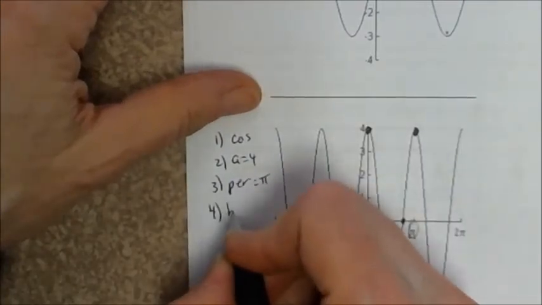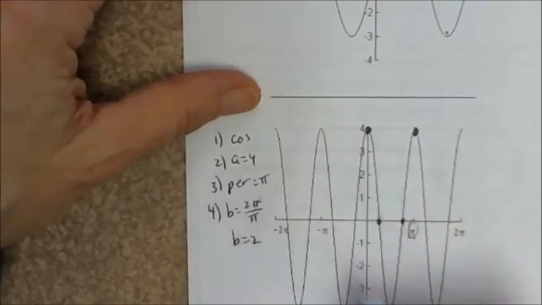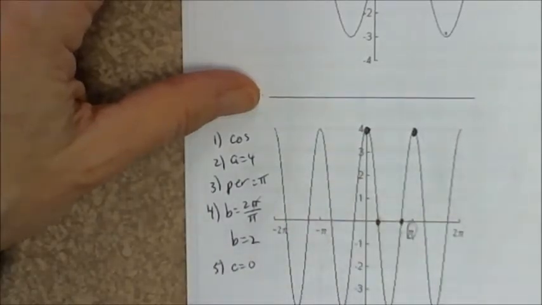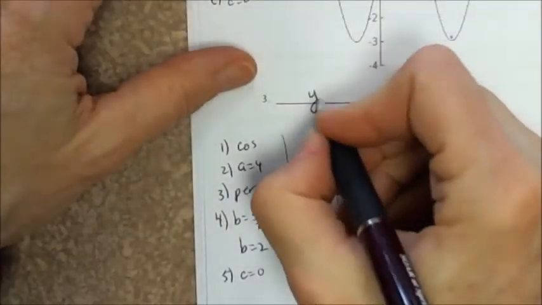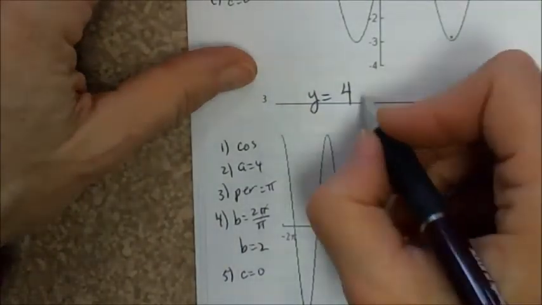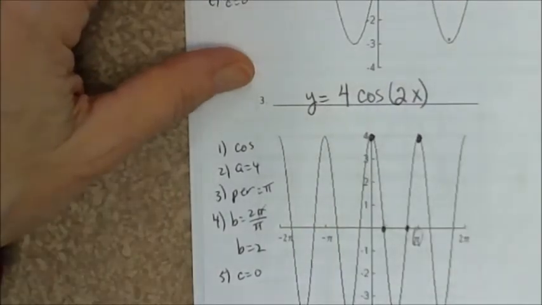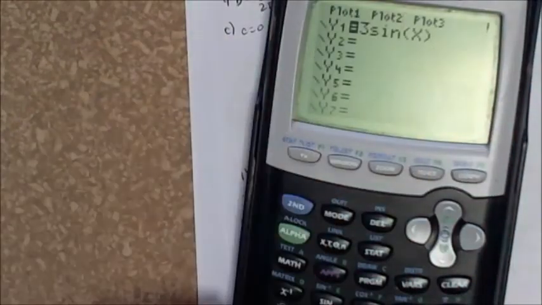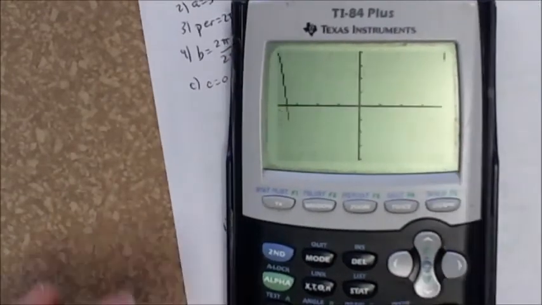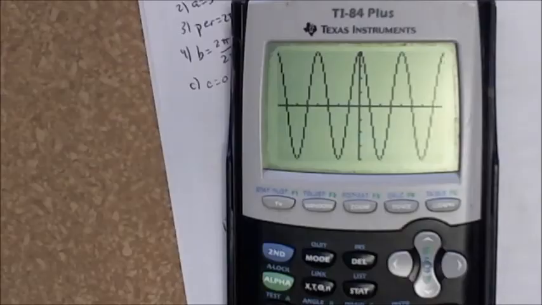And now we calculate the b value. B is 2 pi divided by pi. Well, the pi's will cancel out, so b is actually equal to 2. And this has not been shifted to the right or left, so c is 0. So we can write this equation because this is right side up. You start out with the amplitude, 4, times the cosine. The b value is 2x. And that's the end of that, and we can check our answer. Y equals 4 cosine 2x. And there's our nice tall cosine curve, just like what we see on our paper.